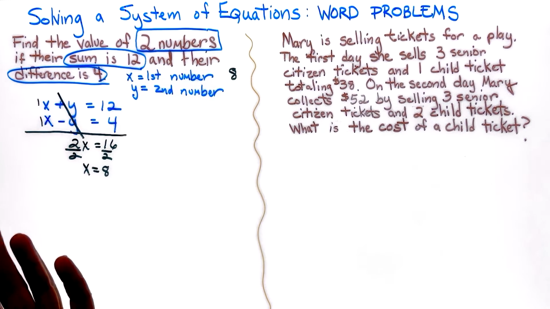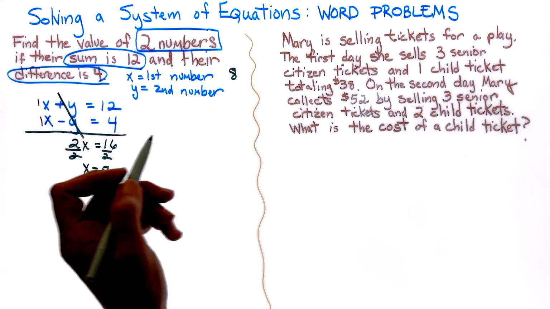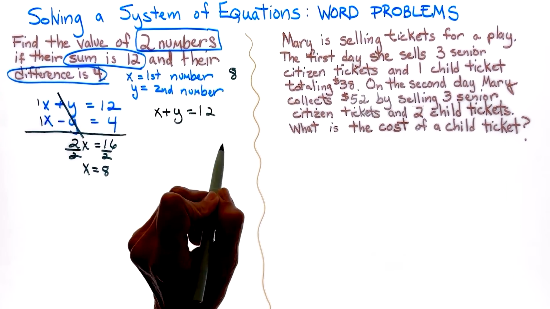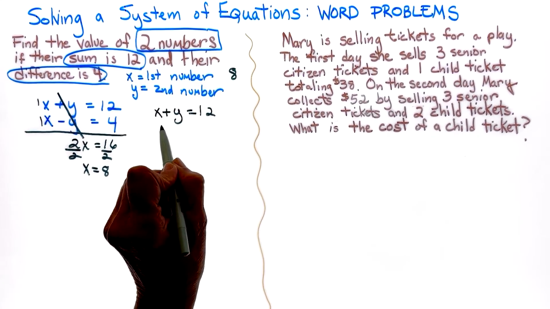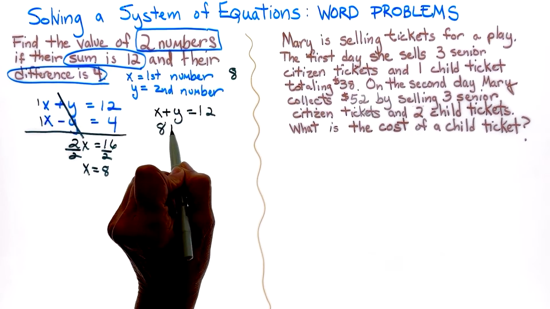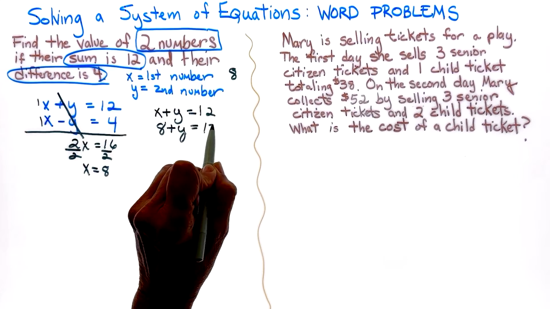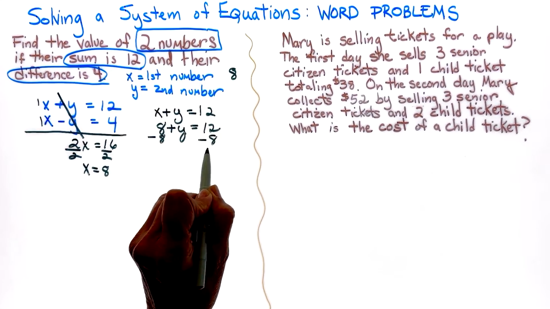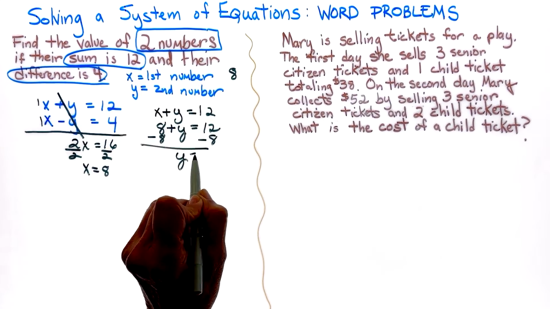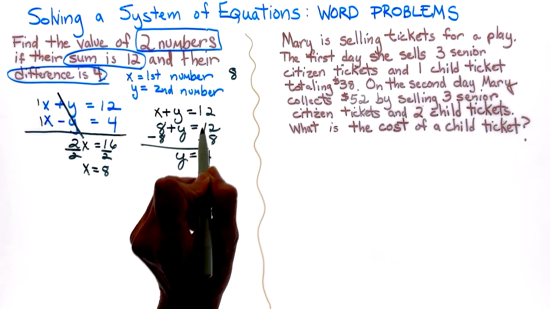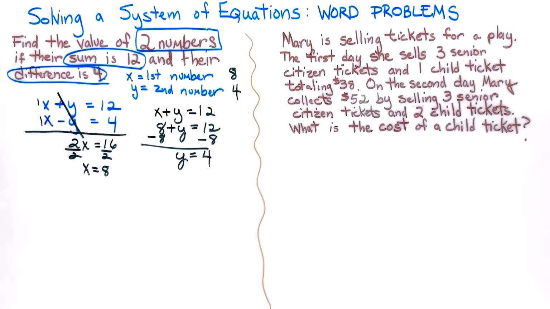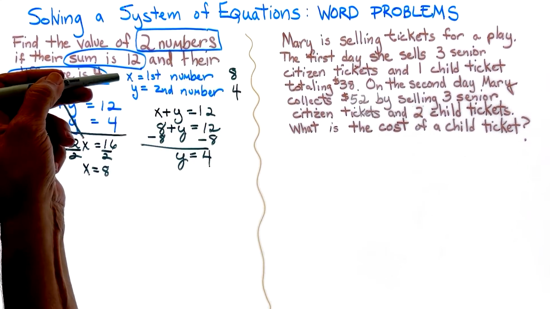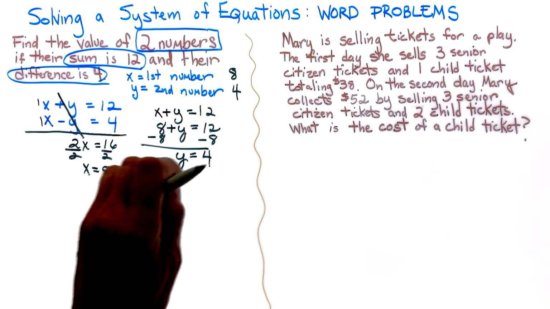So now I'm just going to go back to my very first equation of x plus y equals 12. I'm going to substitute in the 8 that we found plus y is equal to 12. And in order to move the 8 to the other side, I have to subtract. So y is equal to 4. Our 2 numbers that we were talking about, the value of those numbers, for the first number is 8 and the second number is 4.